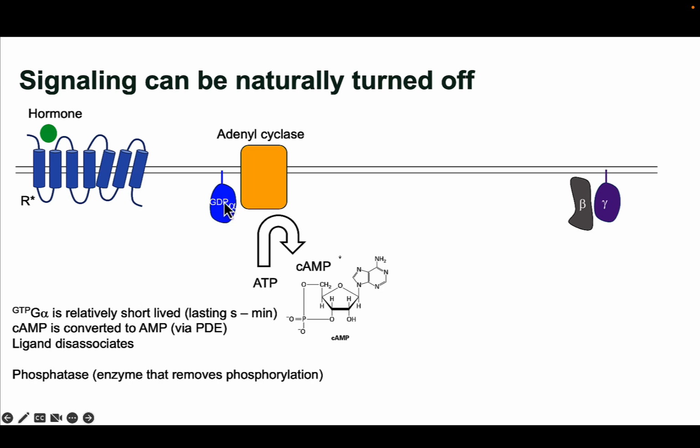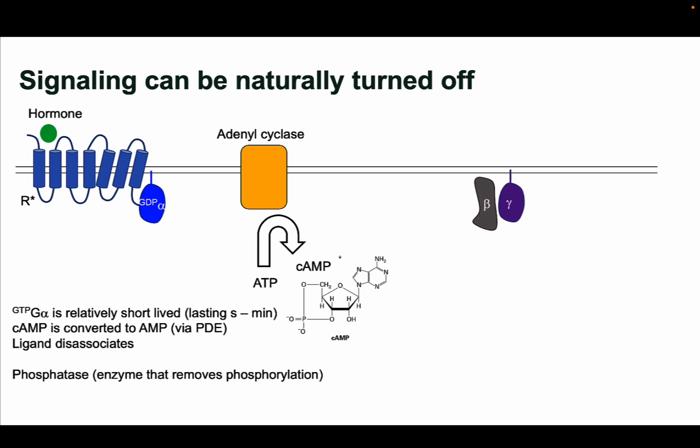So every time an alpha subunit turns on an adenyl cyclase, its GTP will be hydrolyzed to GDP. And so when it's hydrolyzed to GDP, it will actually reform as a trimeric G protein. It can be reactivated if that hormone is still bound, but it can only activate one adenyl cyclase. So that's short-lived, seconds to minutes. So that's one way the pathway can be regulated, right, as this gets turned off.